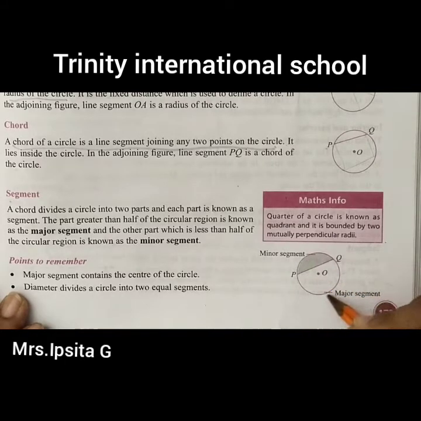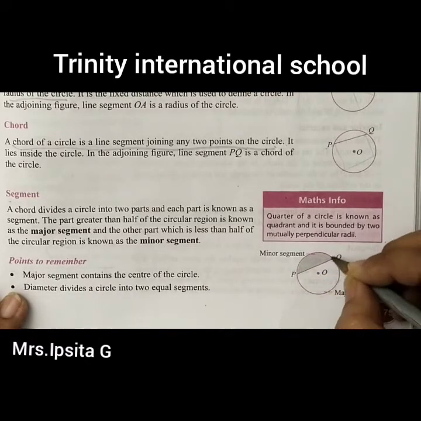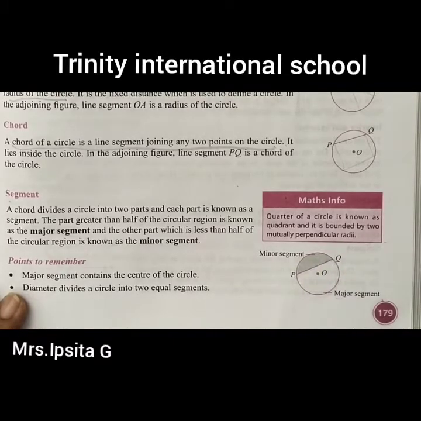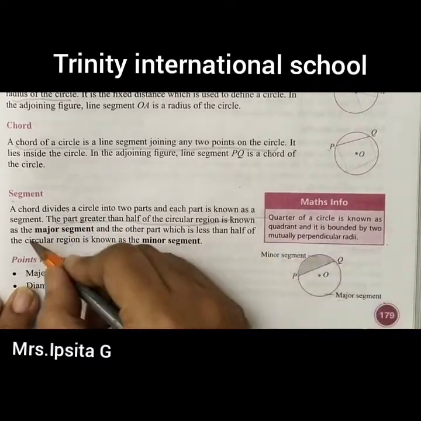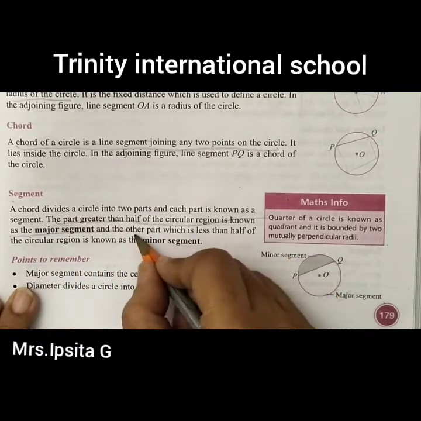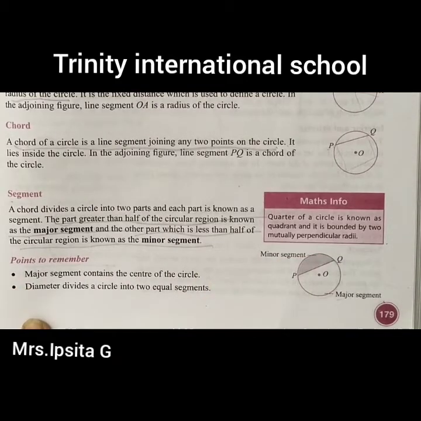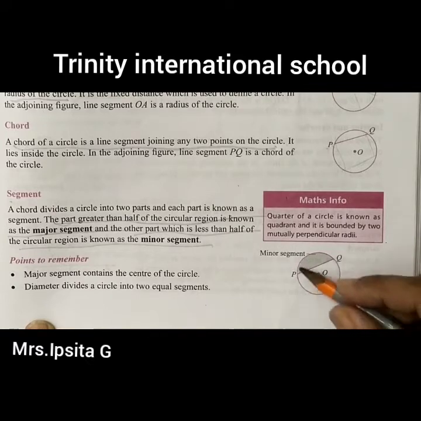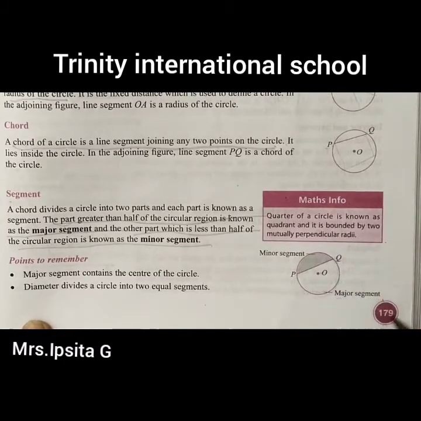Okay, so the greater part is known as major segment. So this boundary line is the major segment and this boundary line is the minor segment. Okay, so the part greater than half of the circular region is known as major segment and the other part which is less than half of the circular region is a minor segment. Okay, so major segment contains the center of the circle. So you see here, the major segment, the bigger segment, has the center inside it. Minor is not having the center with it.